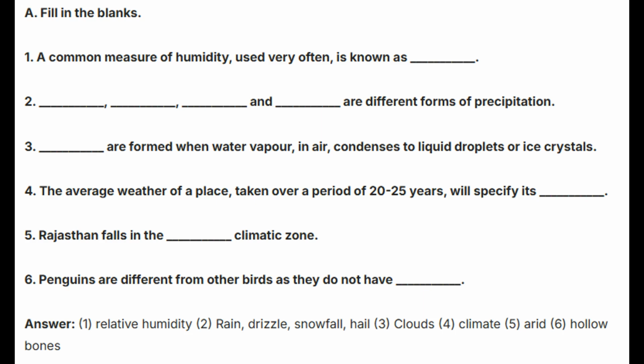Fourth, the average weather of a place taken over a period of 20 to 25 years will specify its climate. Fifth, Rajasthan falls in the arid climate zone. Sixth, penguins are different from other birds as they do not have hollow bones.